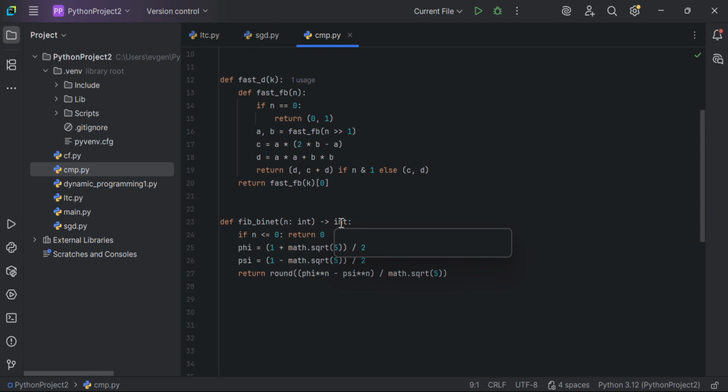But with Binet's formula, it is a bit different. It has the same first step: if n is less than or equal to 0, it returns 0. Then it just uses the formulas, which I showed before, and then it rounds it up.